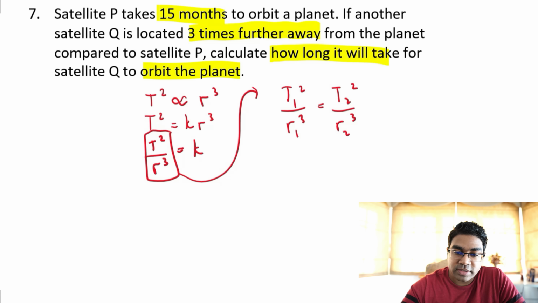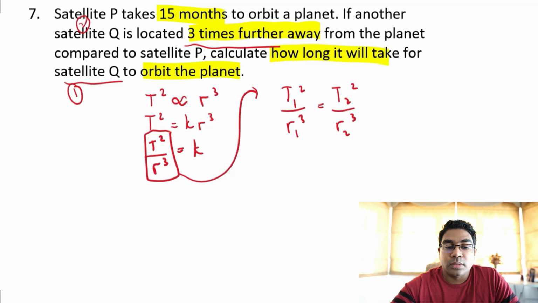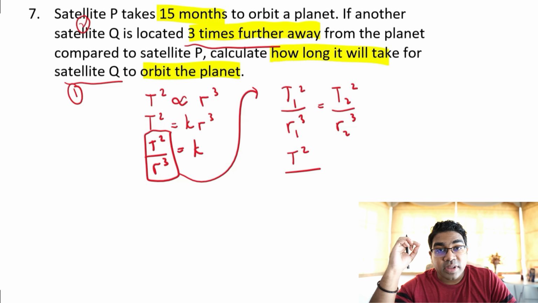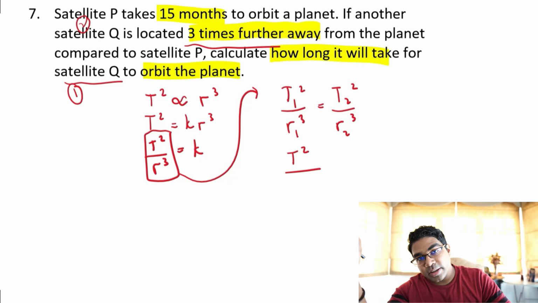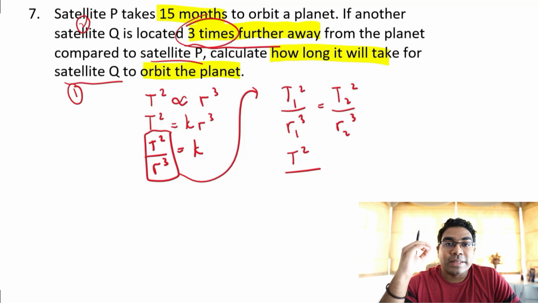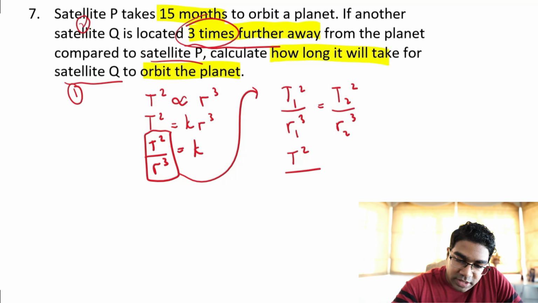Let's substitute our values inside. Since we want to find the period of satellite Q, let's make this 1 and let's make satellite P 2. Now the orbital period of Q squared over the distance between the center of Q and the center of the planet. So they say that it is 3 times further than P. So let's make the distance between the center of P and the center of the planet R. So this will be 3R.